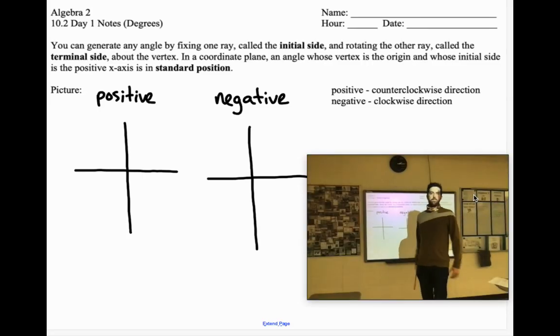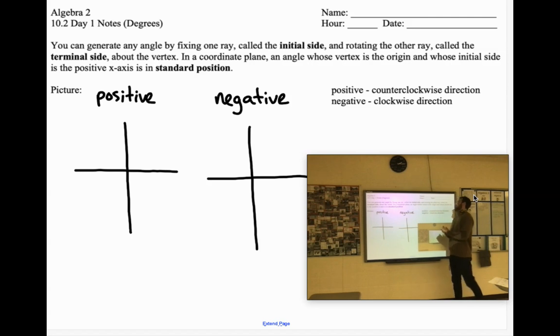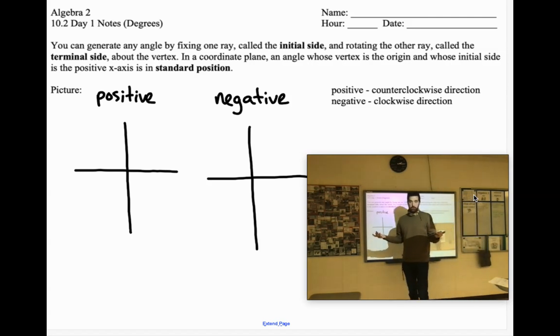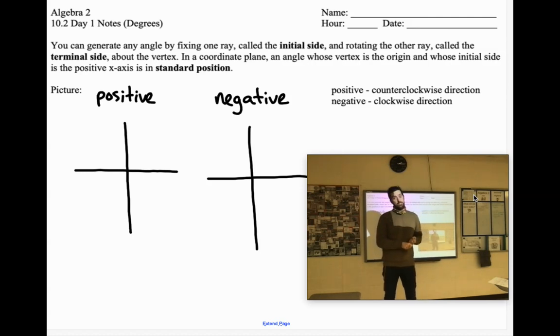My goodness, welcome back. Who's ready for some 10-2 action? All right, we're going to be measuring things in degrees today, which you're very familiar with. And then tomorrow we're going to be measuring them in radians.